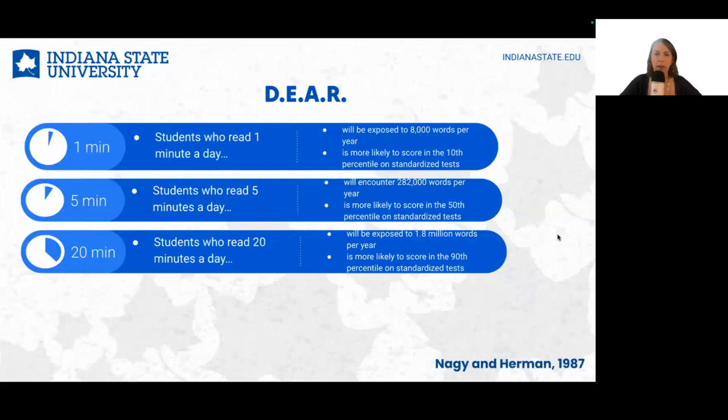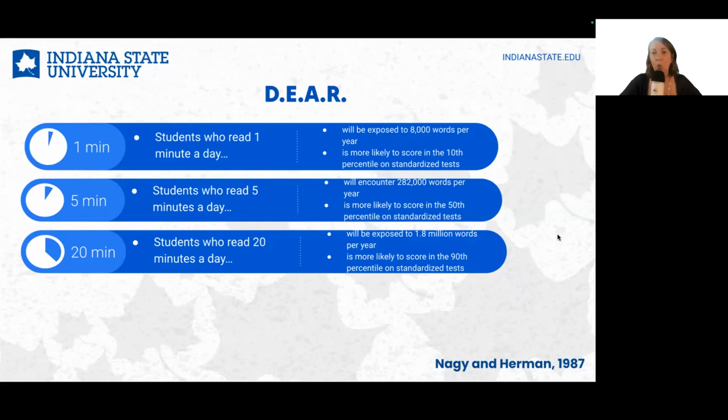So you may remember back to your elementary days of DEAR, drop everything and read. That movement came out of this research that shows us 20 minutes a day of reading. If a student can do that, they're going to be exposed to 1.8 million words, and they're most likely to score 90th percentile on a standardized test, which is high. That's what we want. If they read 5 minutes a day, they will most likely encounter 282,000 words and score in the 50th percentile, whereas if they read only 1 minute a day, they're only going to be exposed to 8,000 words a year and most likely score in the 10th percentile.